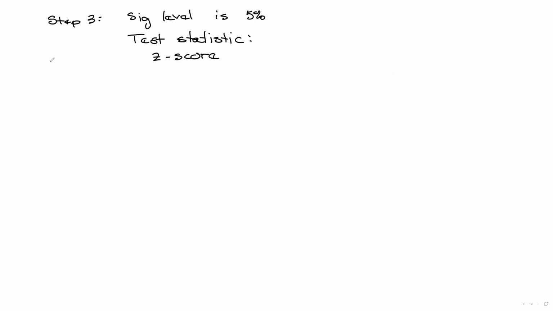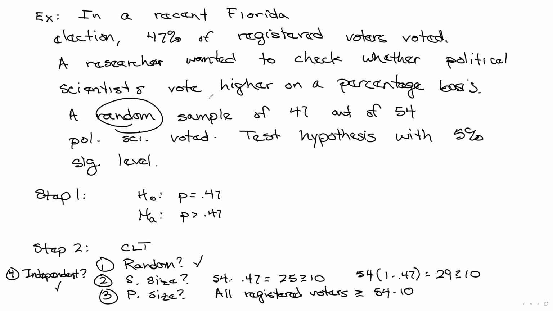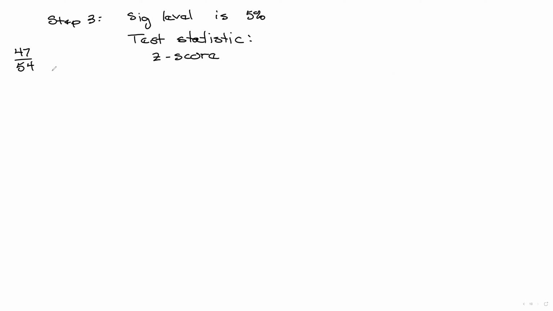So we need to go through and do 47 divided by 54 to get the proportion to turn our sample data here, the information they gave us, into a proportion or a percentage to compare it with the percentage that we were given for the population. And it is 47 over 54. It's about 0.74.